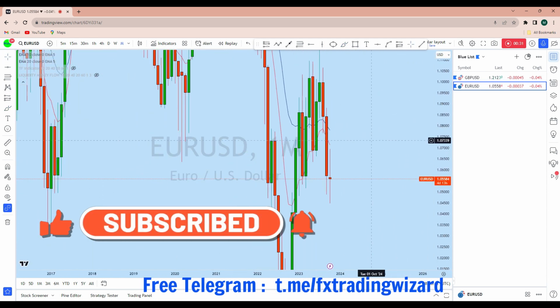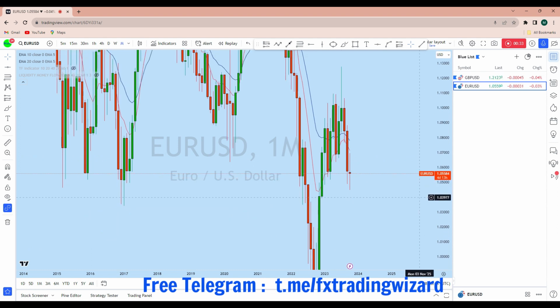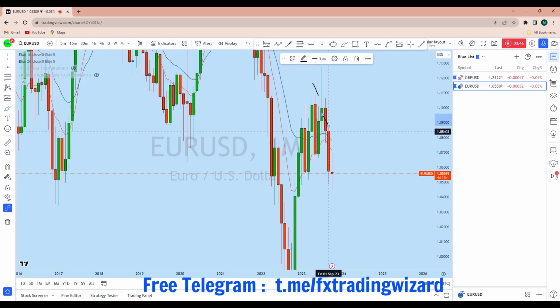Looking at the monthly on EURUSD, we can see the market started to drop from this monthly liquidity zone. Back to back, we saw four months of drop, and the price has come to this monthly support level here.